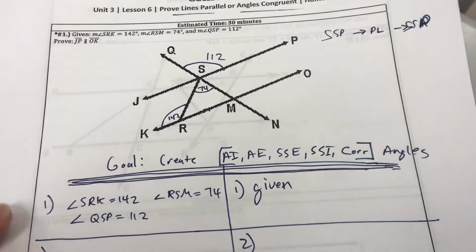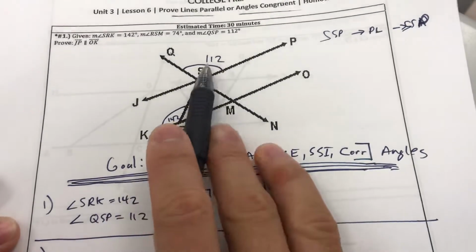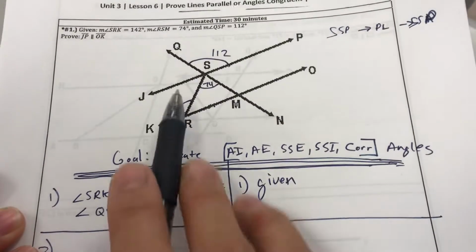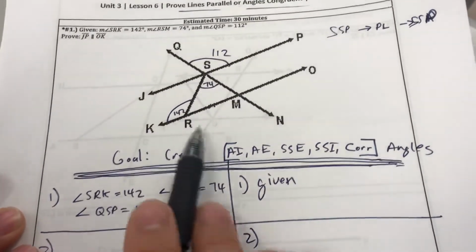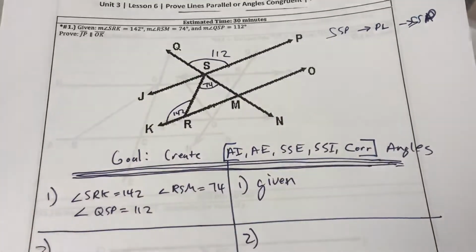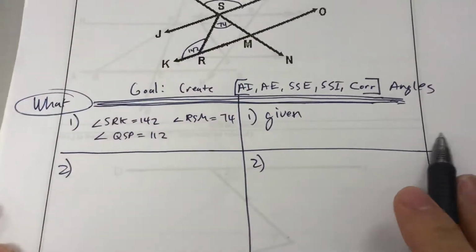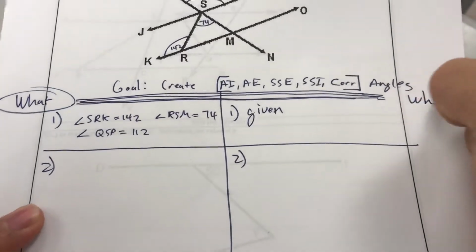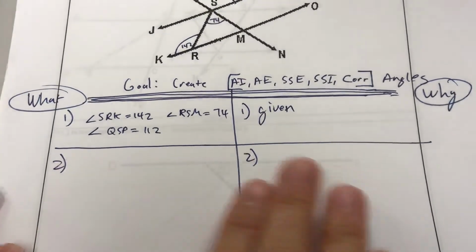Now, with this lesson, they're gonna be giving you specific angles. They're gonna tell you SRK is 142, RSM is 74, and QSP is 112, okay? What the left-hand side column is asking for is what do you know, and what the right-hand side column is asking for is why do you know this to be true, okay? So that's how a 2-column proof works, okay?